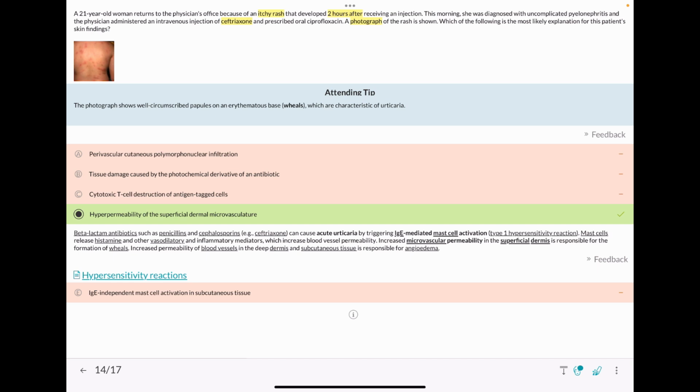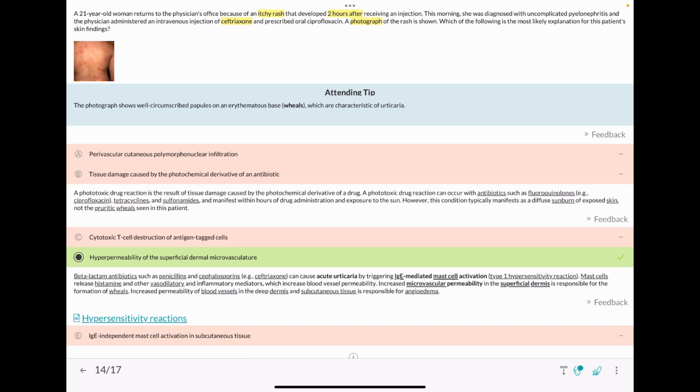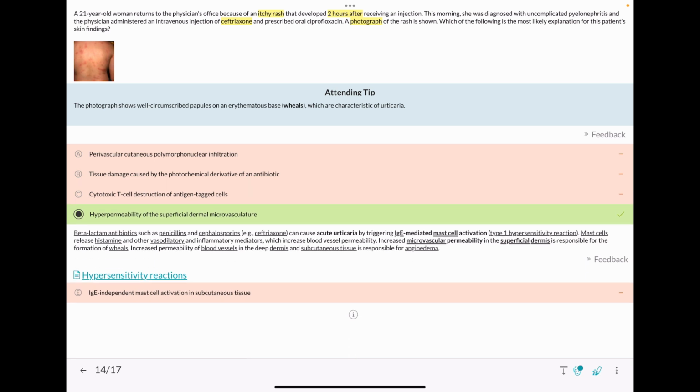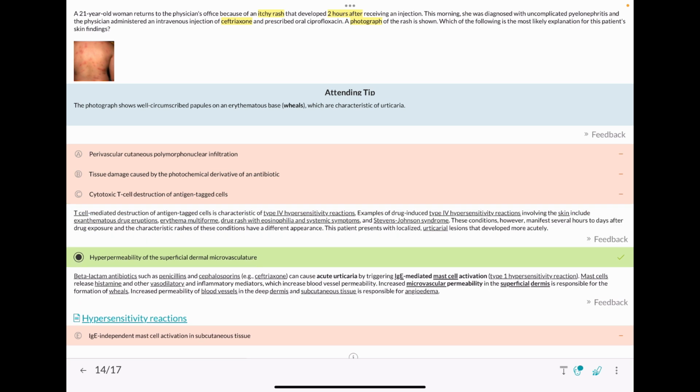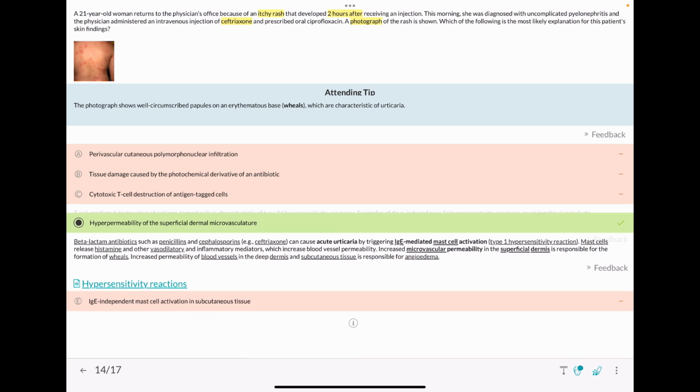Now, the other answer choices are incorrect, like perivascular cutaneous polymorphonuclear infiltration. That means we have neutrophils that would be seen in type 3 hypersensitivity. Tissue damage caused by a photochemical derivative antibiotic, that would be seen with phototoxic drugs when you're exposed to the sun and you get a rash after using a drug. That is seen mainly with tetracyclines, with fluoroquinolones, not with ceftriaxone. Plus, she hasn't been exposed to the sun. C, that cytotoxic T cell destruction, that would be seen in type 4 hypersensitivity, as we're going to see.